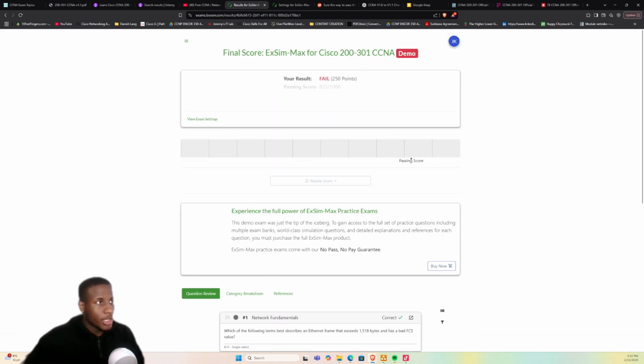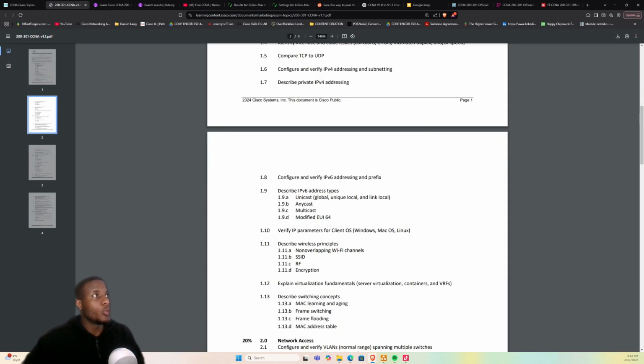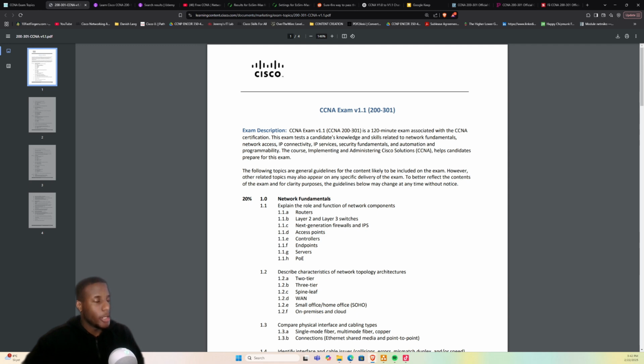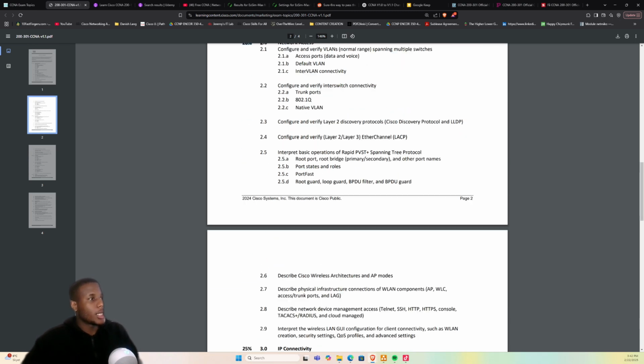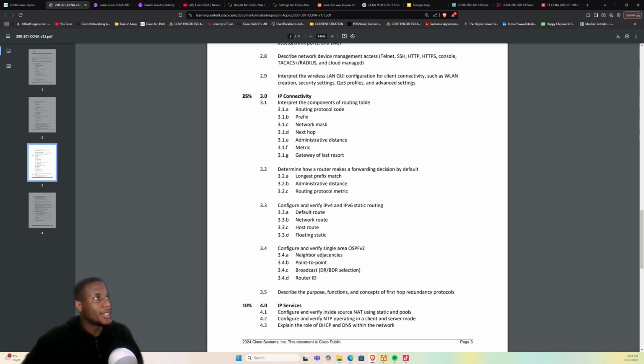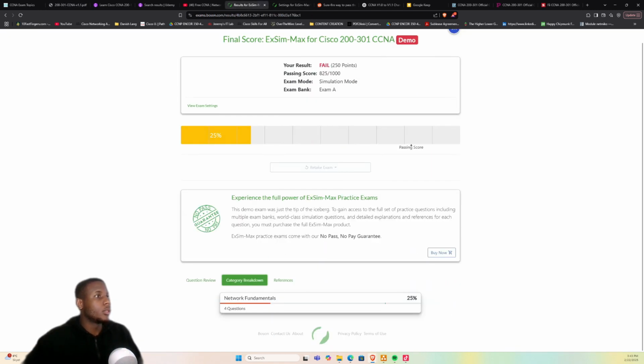So when you're done taking the exam on the first attempt in simulation mode, you should note down somewhere your score and look at your category breakdown. In the blueprint, there are categories and the weights of these categories. So 20% of the exam will be network fundamentals, 20% will be network access. As you can see, IP connectivity weighs the most. So take notes of your category scores. Because this is a demo, there's only network fundamental questions.